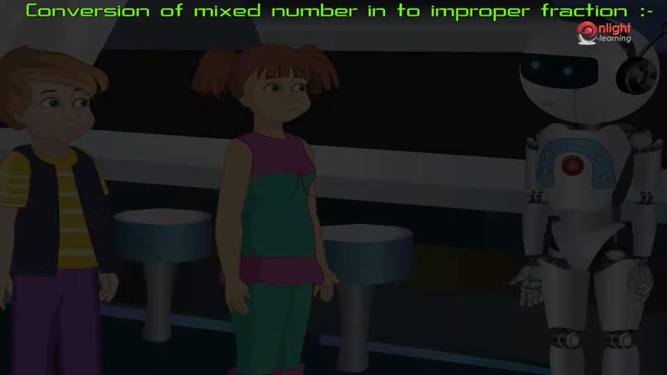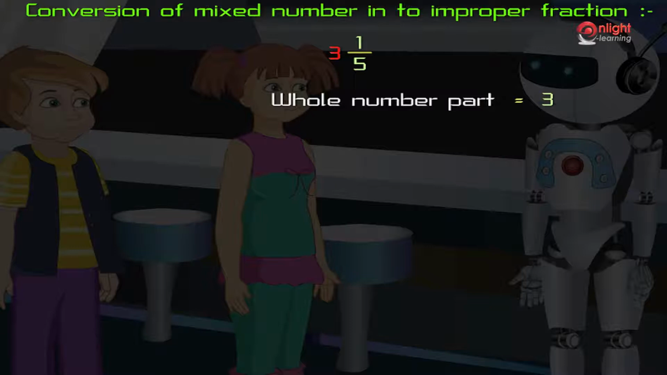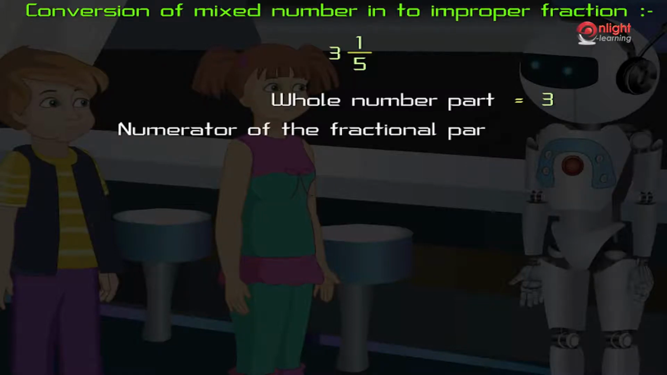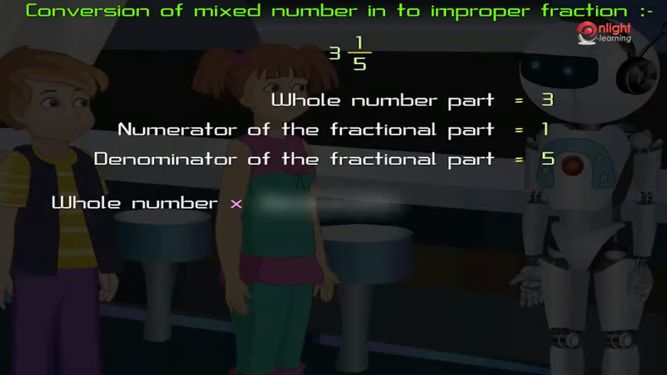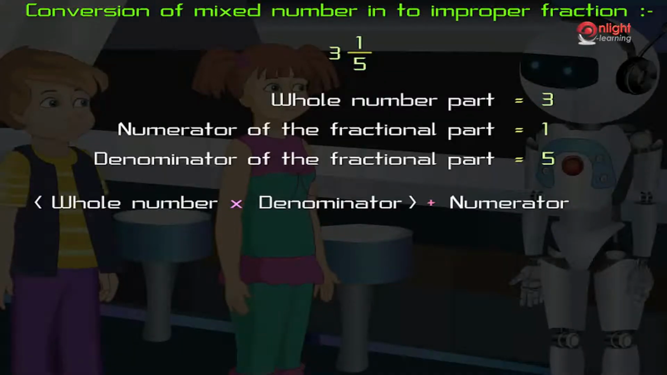Consider the mixed fraction 3 by 5. Here, the whole number part is 3, the numerator of the fraction part is 1, and the denominator of the fraction part is 5. Multiply the whole number part by the denominator of the fraction and add the result to the numerator of the fraction. That is, 3 multiplied by 5 plus 1 is equal to 16.